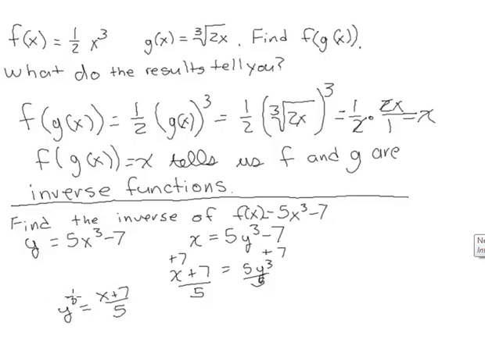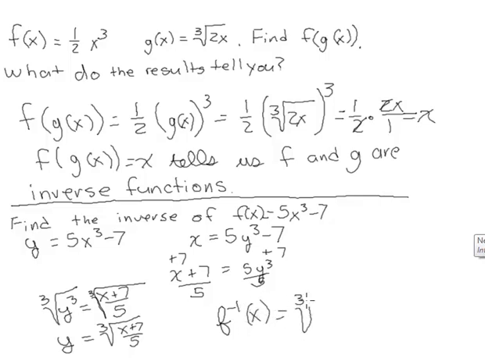Now I need to get rid of the cube because I need to get y by itself. The inverse operation of cubing is taking the cubed root. So I'm going to take the cubed root of both sides, and I just get y equals the cubed root of x plus 7 over 5, and that's my inverse function. So I can write it like this: f inverse of x equals the cubed root of x plus 7 over 5, and that's my answer.